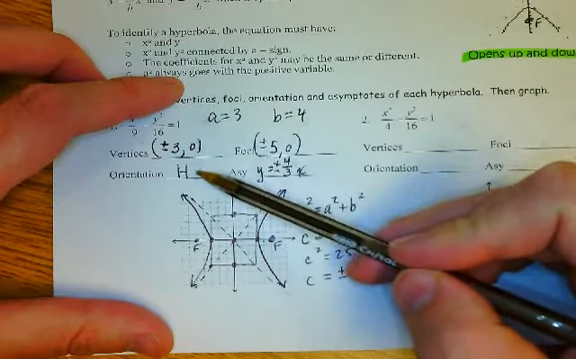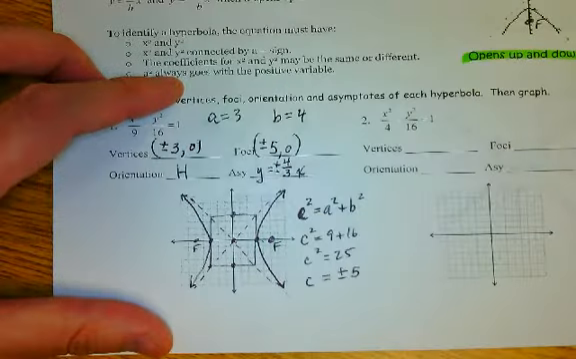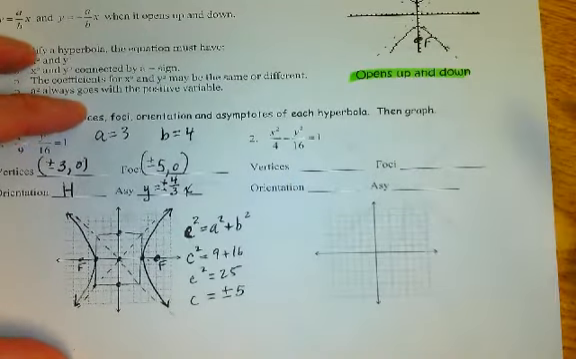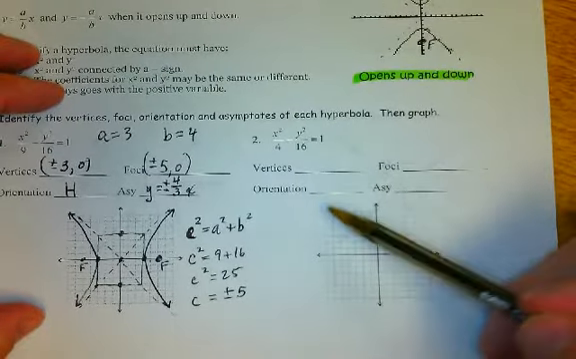I know where my vertices are. I know it opens left and right, or I'll just put a horizontal orientation. Okay. So, if you want to try this one with your table, you can pause the video here and see if you can come up with these answers as well.